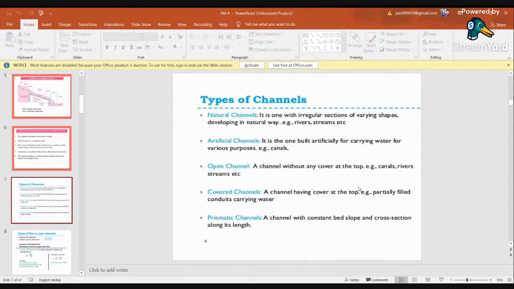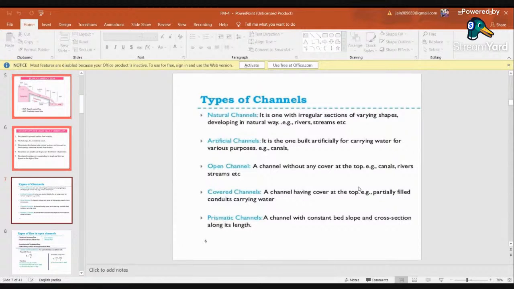A natural channel is one which has an irregular section, with shapes developing in natural ways. An artificial channel is one which is built artificially for carrying water for various purposes, like canals. Open channels are not covered at the top, having only three edges, with any shape like rectangular, trapezoidal, circular or triangular. Then there are covered channels. Covered channels are covered at the top, which are partially filled, like closed conduits, or you may also call it the pipe system, either fully filled or partially filled.